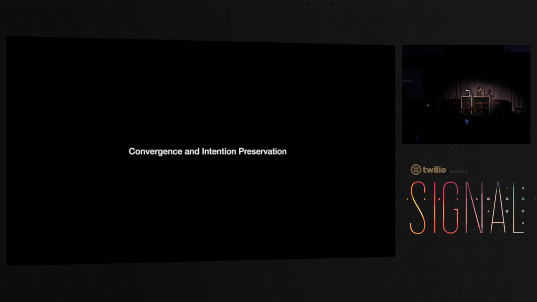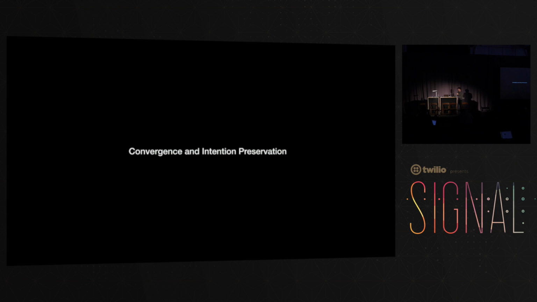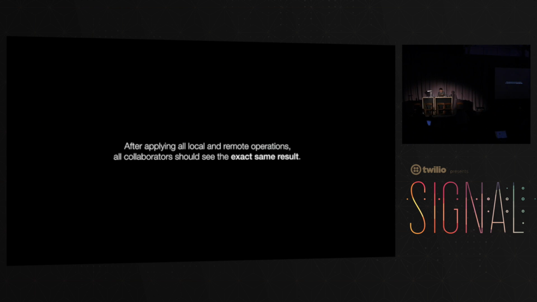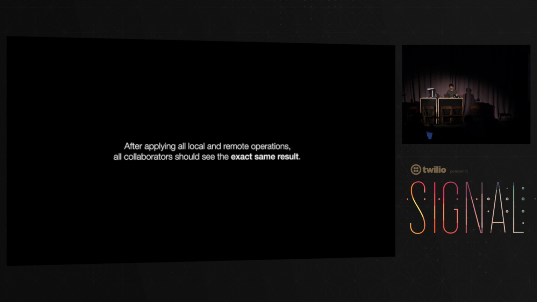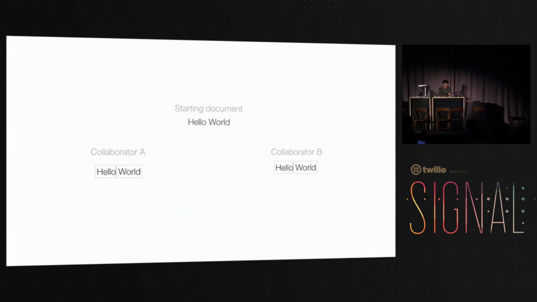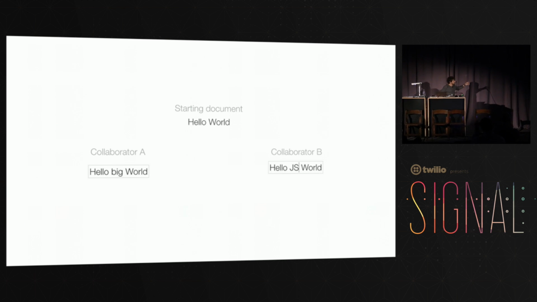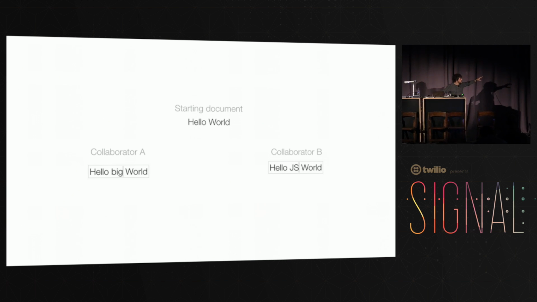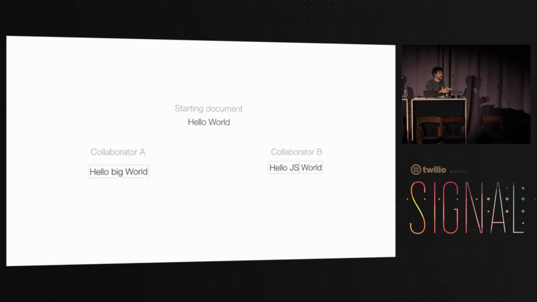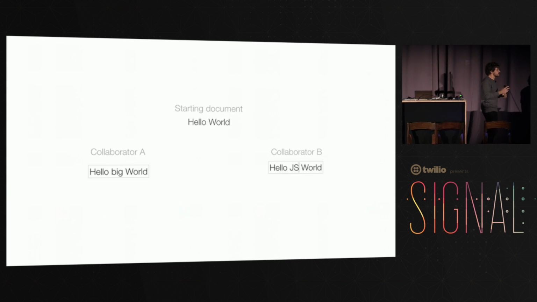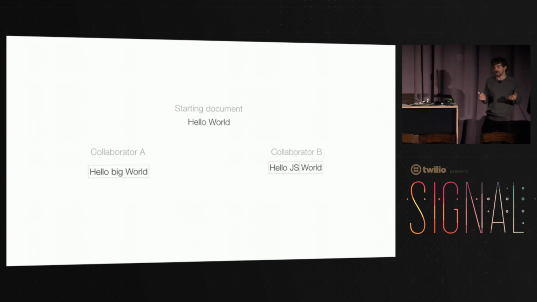So in our effort to address the other 2 points, which are convergence and intention preservation, we have to think about how we can take things that happen simultaneously. As an example, a user might be editing at the same exact moment that another user is editing, and they don't know about each other's changes, but we always want to converge into a unified state of the world. So let's consider a document that starts as hello world, and one of the users wants to say hello JS world, and simultaneously the other user wants to say hello big world.